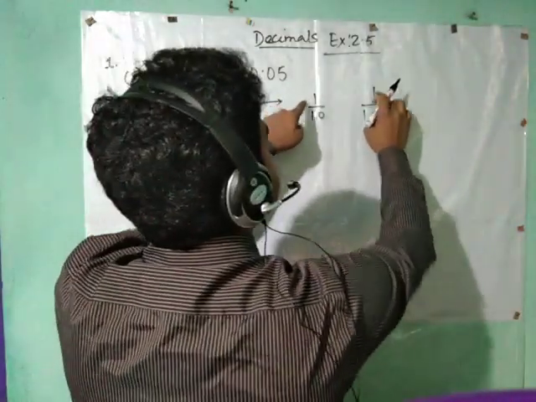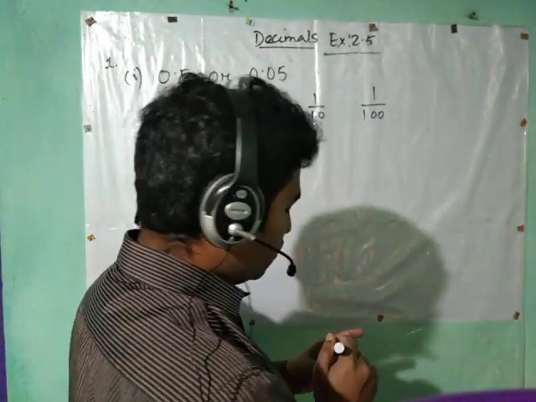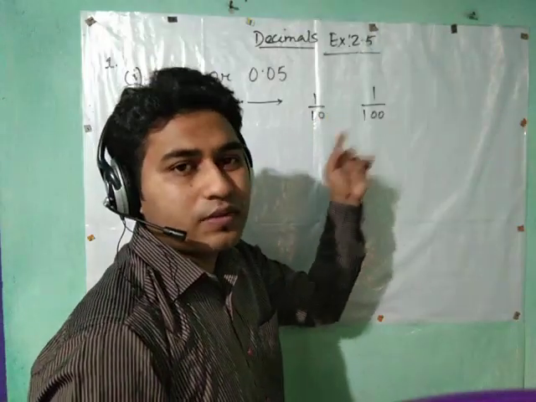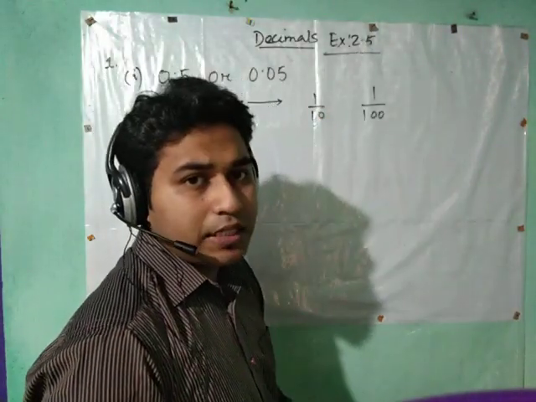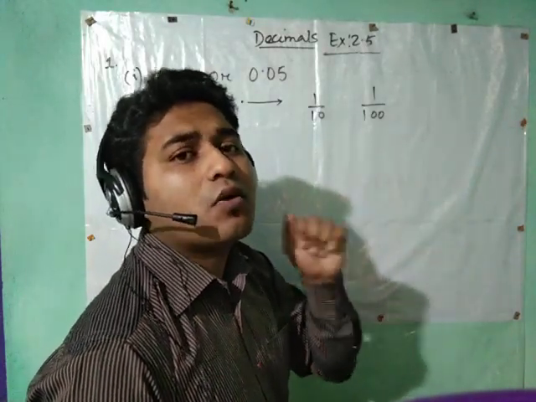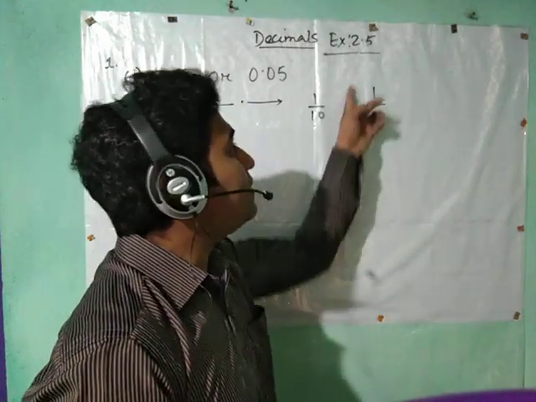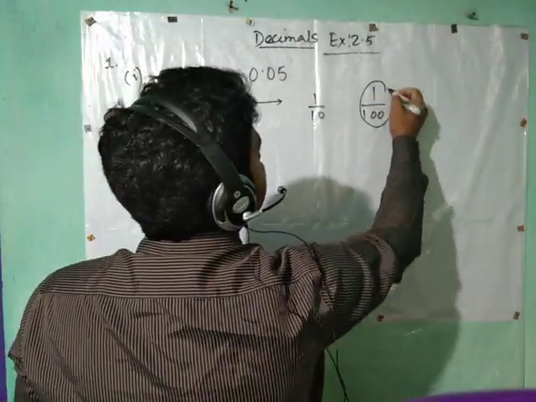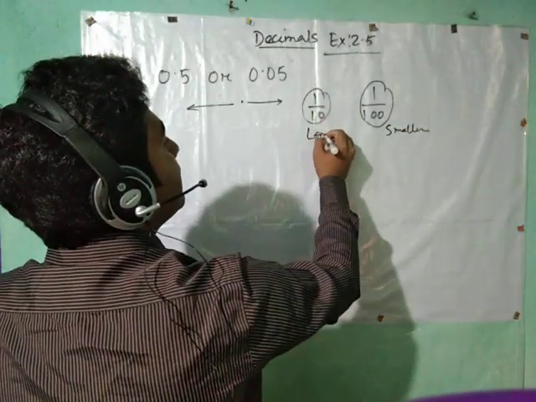Since the two numerators are same, we have to look at the denominator, and there was a rule number 1 for comparison of these two fractions. If the numerators are same, look at the denominator. The denominator which is greater will give you the smaller value. That means this will be smaller, whereas this one will be larger.